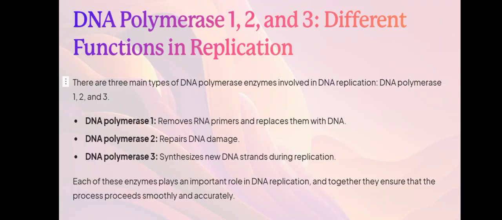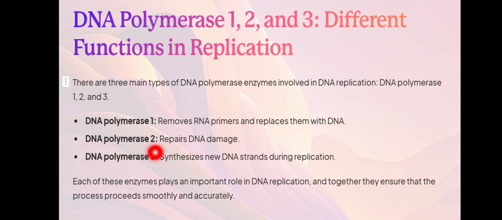Now look at the function of DNA polymerase 1, 2 and 3. Now you'll understand after reading the lines. See, DNA polymerase 1 removes RNA primers and replaces them with DNA. Fine. RNA primers were being set down in the strand and are removed by the DNA polymerase so that base pairs could be synthesized over there in place of the primers, right?